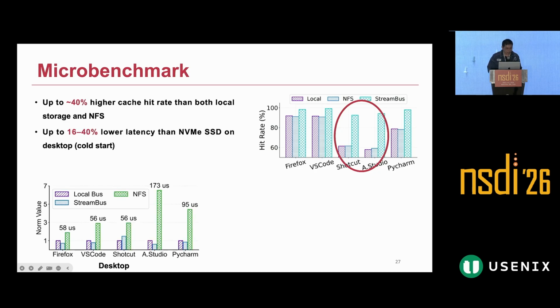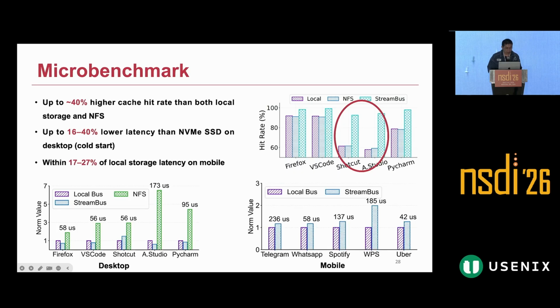Second, on the desktop, StreamBus can even outperform high-performance local storage under cold start conditions, reducing per-page latency by up to 16 to 40% compared to an NVMe SSD. This is because our execution-aware prefetching effectively turns network I/O into memory access.